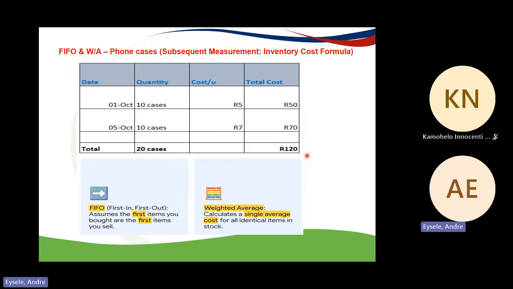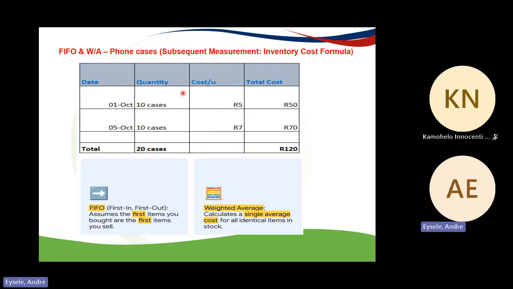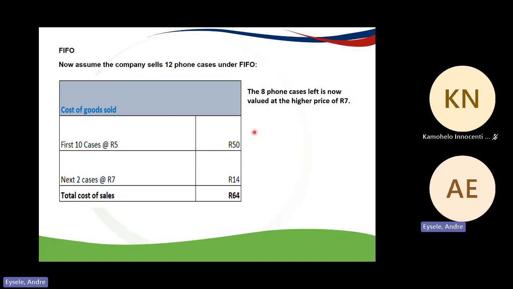But what if you need to determine this according to the FIFO method? Now assume the company sells 12 cases under FIFO. The 8 phone cases left are now valued at the higher price of 7 Rand. So the first 10 cases are at 5 Rand. Remember, you bought 10 cases at 5 Rand. Now you sell 12 cases, so the first 10 cases will be valued at 5 Rand and the other 2 will be valued at 7 Rand. Let's go and see.